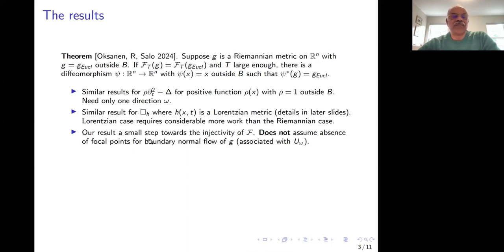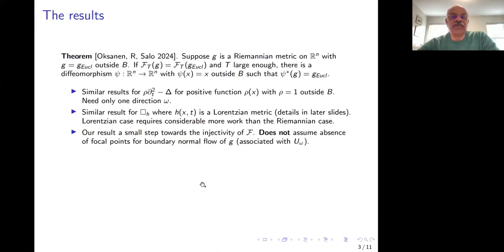So our result is, of course, a very small step towards proving the injectivity of F. We are just comparing G with G Euclidean, whereas we want to compare two arbitrary metrics. But the important thing is that we do not make any other assumptions about the Riemannian metric G.